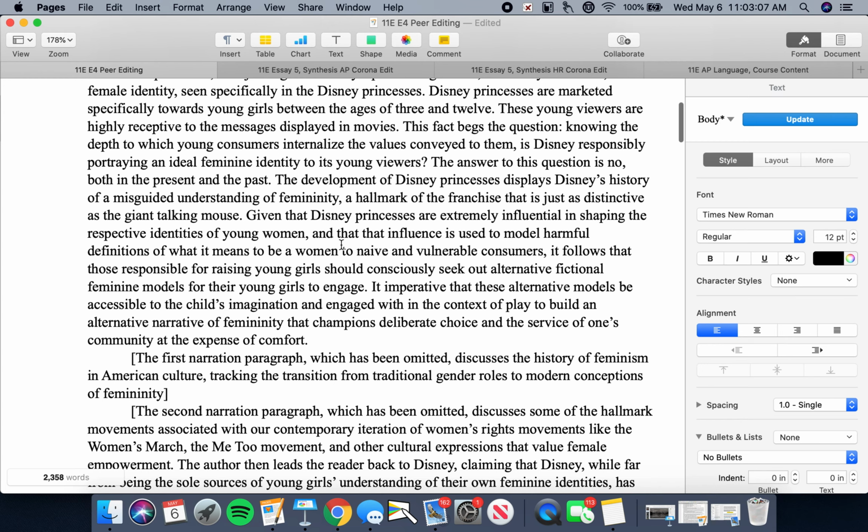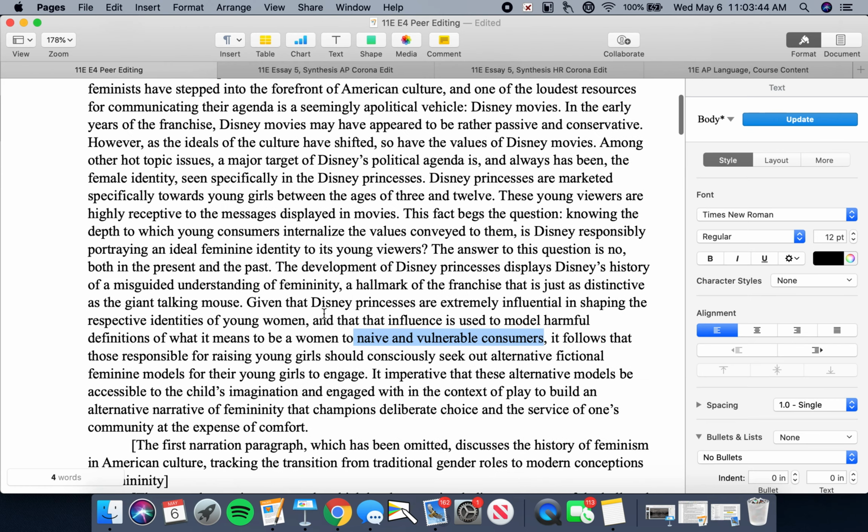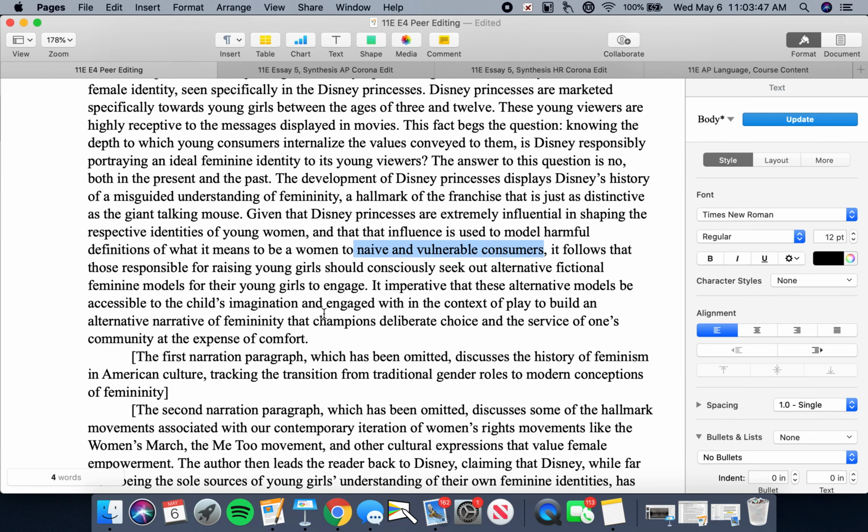Okay, the next areas of the argument begin the process of describing what those who are responsible for raising young girls should do. Okay, should we go burn down Disney World and make sure we kill Mickey Mouse? No. That's obviously an unreasonable action. But should we offer some alternative fictional models for young girls to engage with and to emulate? Yeah, we probably should.